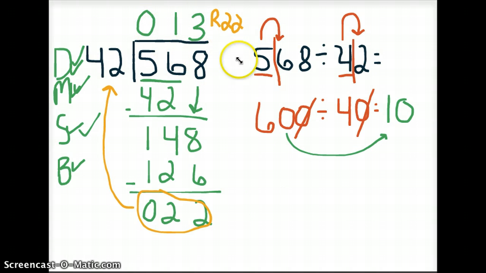Our real deal is 13, remainder 22, and our estimated quotient is 10, so we can say yes, our answer is reasonable because 10 and 13 are very close to one another. Now get working on your practice station page in your book.